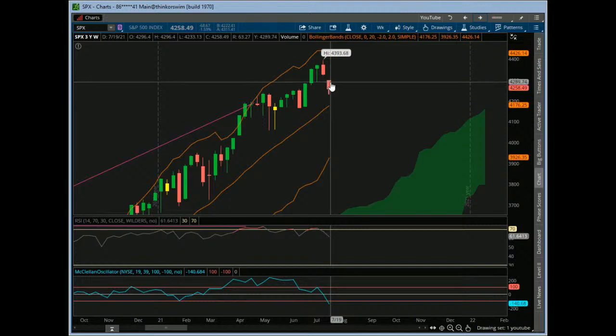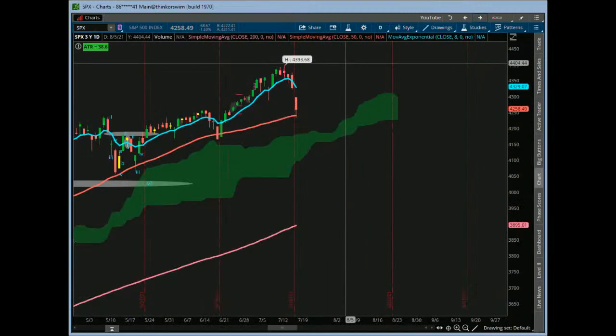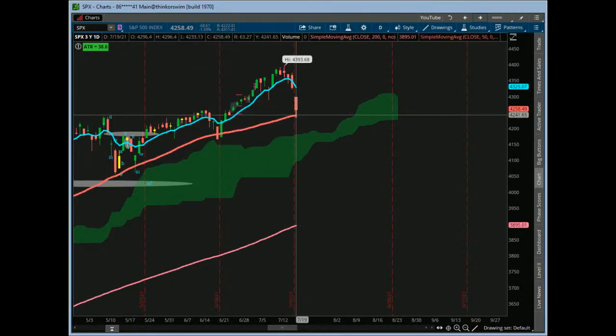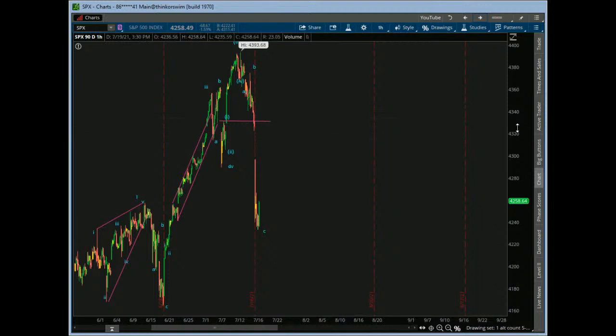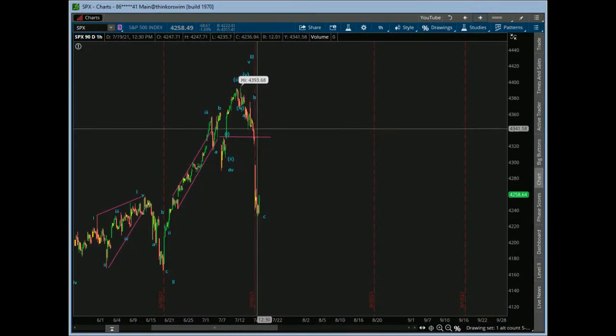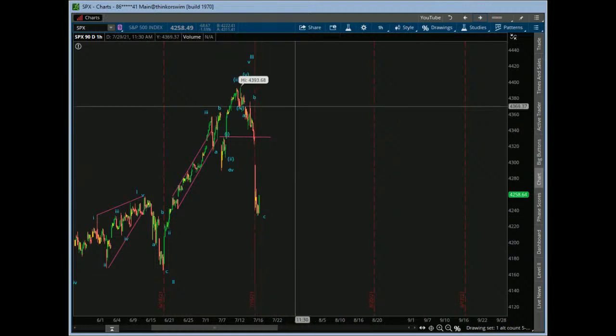But goodness gracious, guys, we got a lot of volume here today. So nice bounce right here. We'll talk about this in a little bit, but nice lower shadow here for a good bounce. And on the 60-minute chart, let's see. This could be an extended ABC, right? So we could really get ABC, and then we might be working on the move up, right? So very, very possible there.